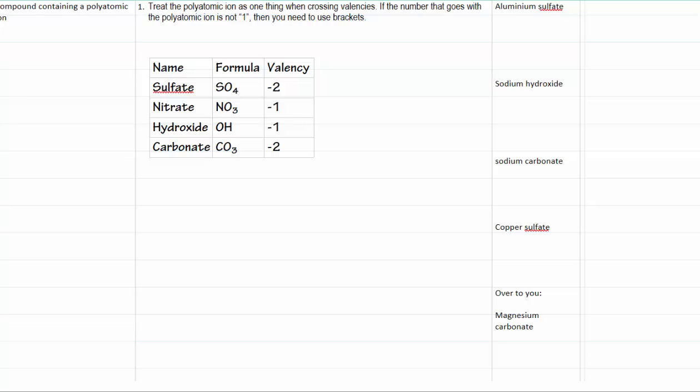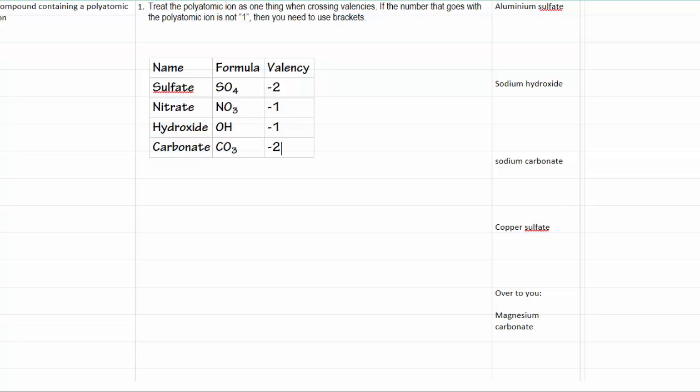Okay, so you need to actually learn these. You can't look them up on the periodic table. You will actually have to know them. Now, when we have a polyatomic ion in a formula, the whole thing gets treated as one thing. And if we need to put a number with the polyatomic ion, we'll need to use brackets. So let's have a look at how that actually works.